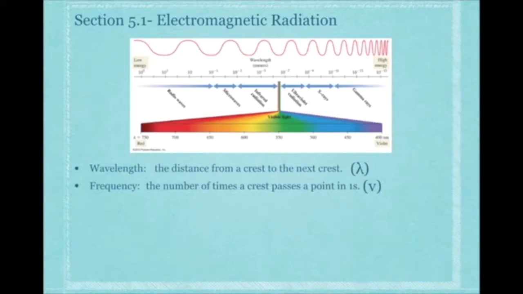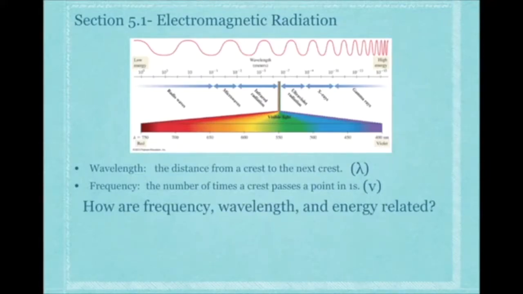So let's talk about the relationship between wavelength, frequency, and energy. How are they related? Well, wavelength and frequency are inversely related, meaning the higher your wavelength, the smaller your frequency. For example, if you look at the very top again, on the far left, those have large wavelengths, but the number of times that a crest is going to pass a point is much less than as you move to the right and you have higher frequency. So when one goes up, the other goes down. That's an inverse relationship.